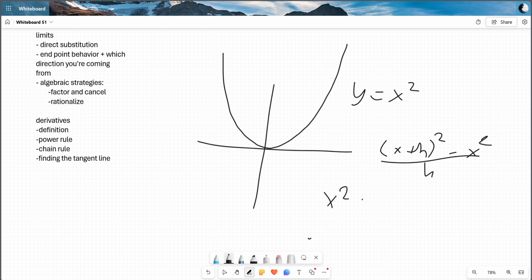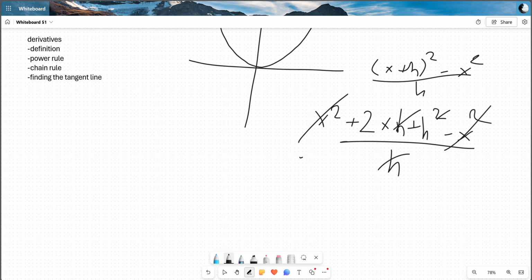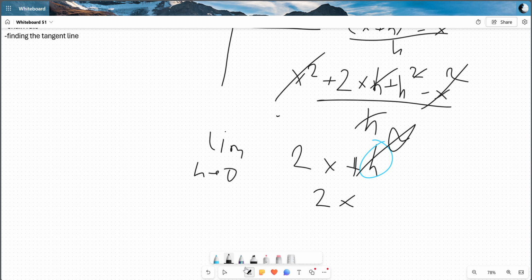We get x squared plus 2xh plus h squared minus x squared divided by h. And then these cancel, and the h is going to cancel up here. And we're left with 2x plus h. But we already know that h is tending to 0, because this is limit h tends to 0 if we're trying to find the derivative. So now we're just left with 2x, because this h tends to 0 and it's gone.